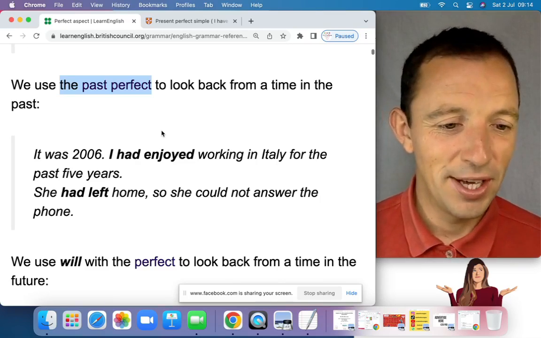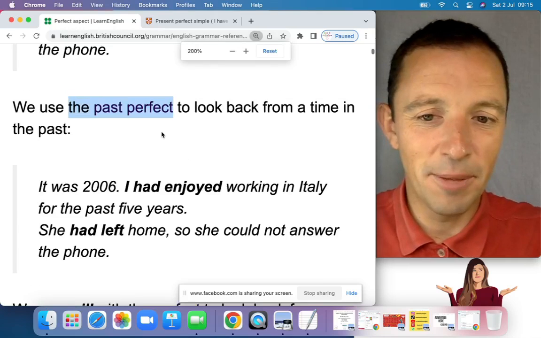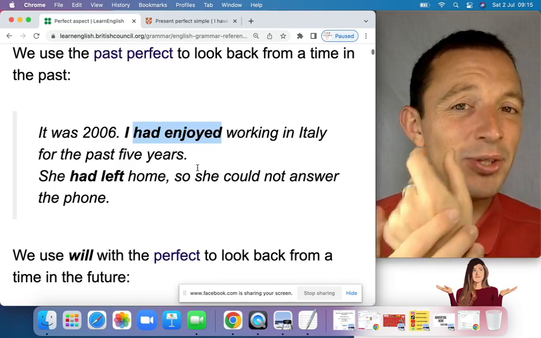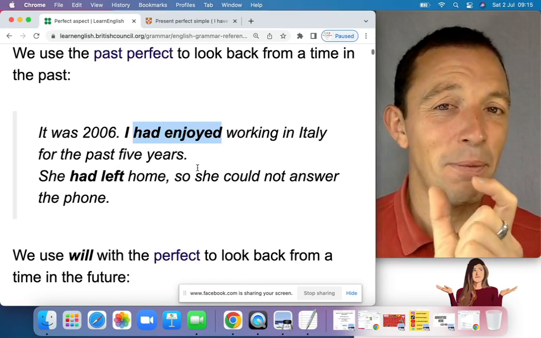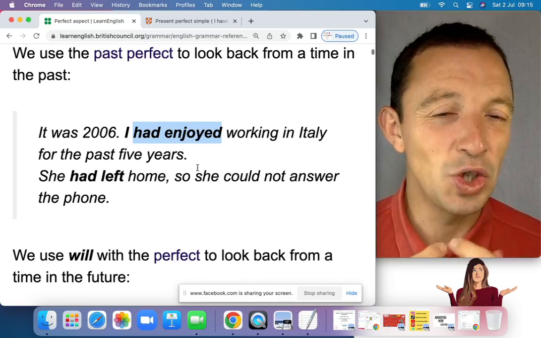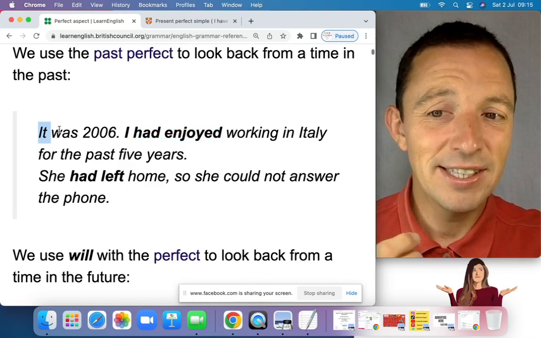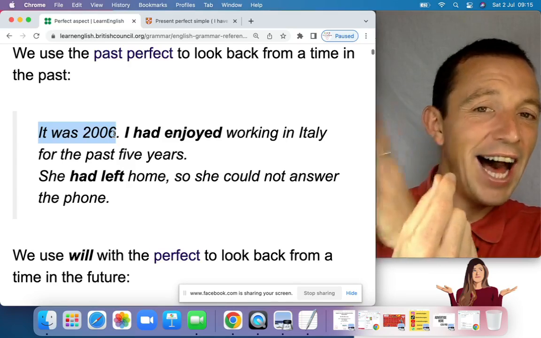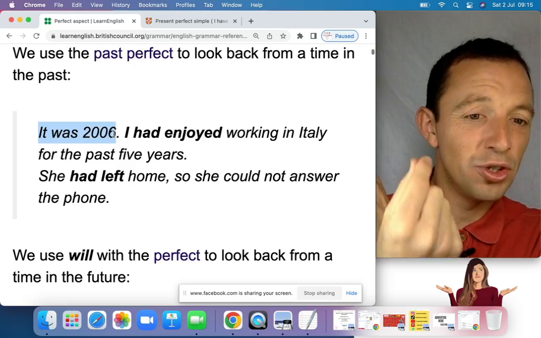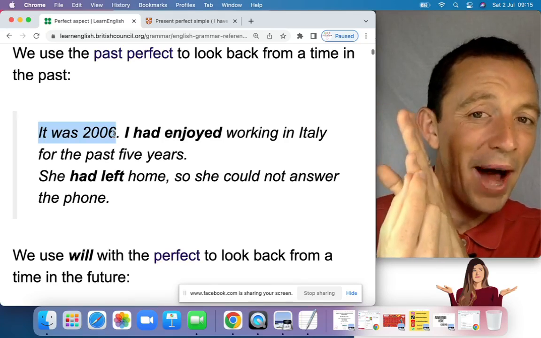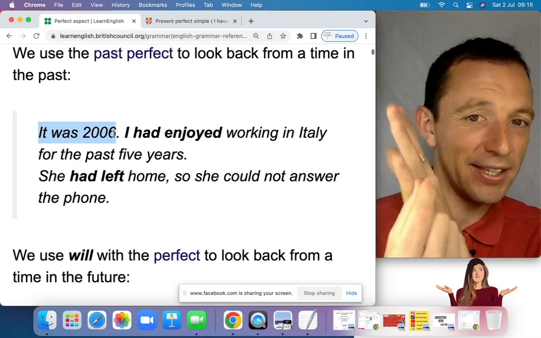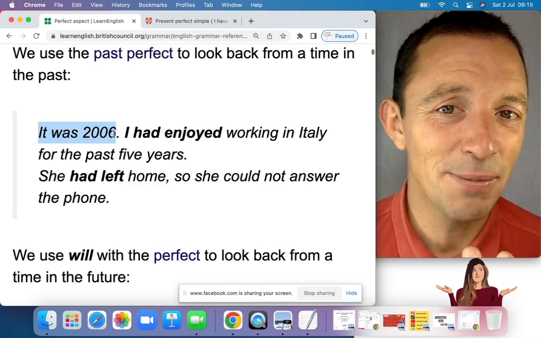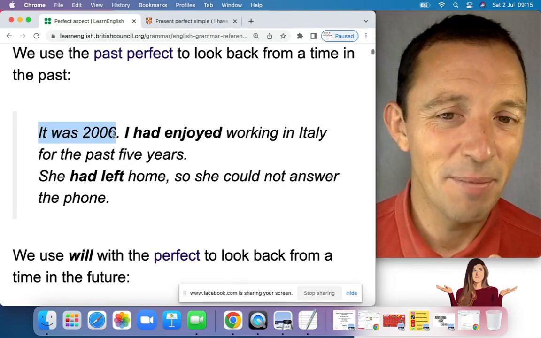Okay, so let's look at the sentence for the past perfect. The construction of the past perfect is the auxiliary verb to have in the past form plus the participle, the third column, enjoyed. So the past moment, it was 2006, and from this perspective in 2006, I had enjoyed working in Italy for the past 5 years. So we are in the past and we are looking back from this particular point in the past. And this is the past perfect. It's difficult, but that is the theory and the explanation of the past perfect.